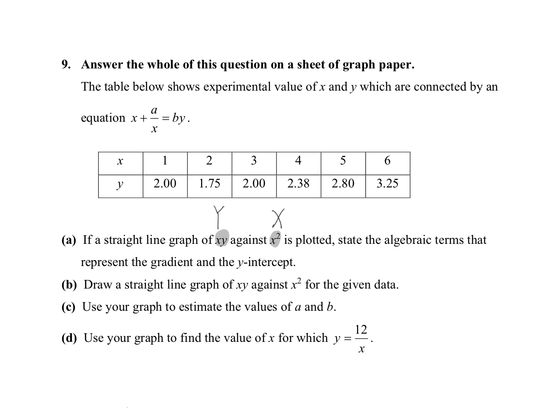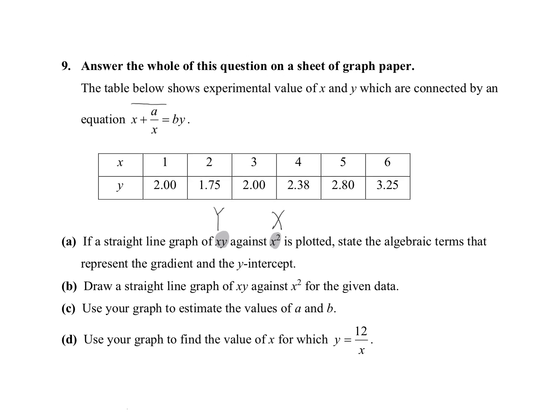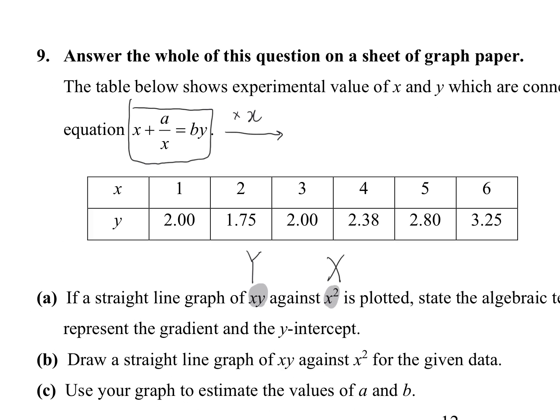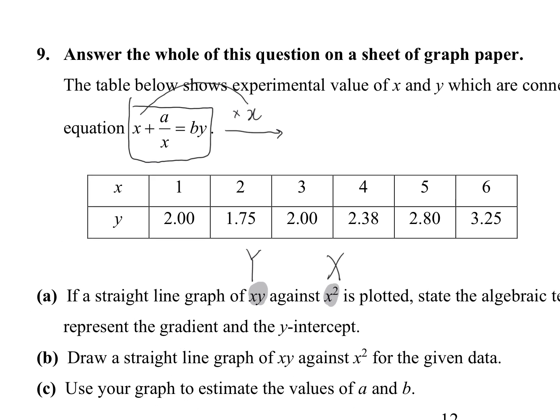So they already told you this, so you know you need to do something to this equation so that you get xy and x squared. So what do you think I need to do to this equation so that I can get there? Okay, so I multiply by x first. So if I multiply by x, this one becomes x squared. This one becomes a. And this one becomes xy, then with a b.